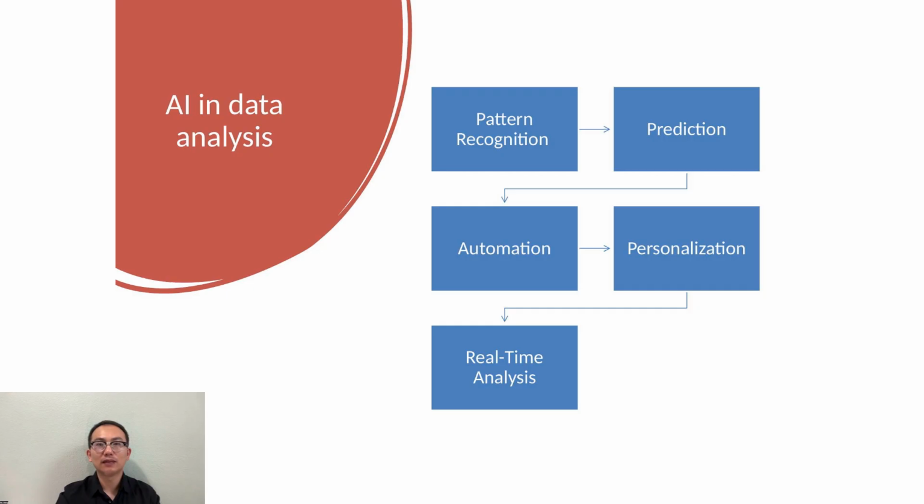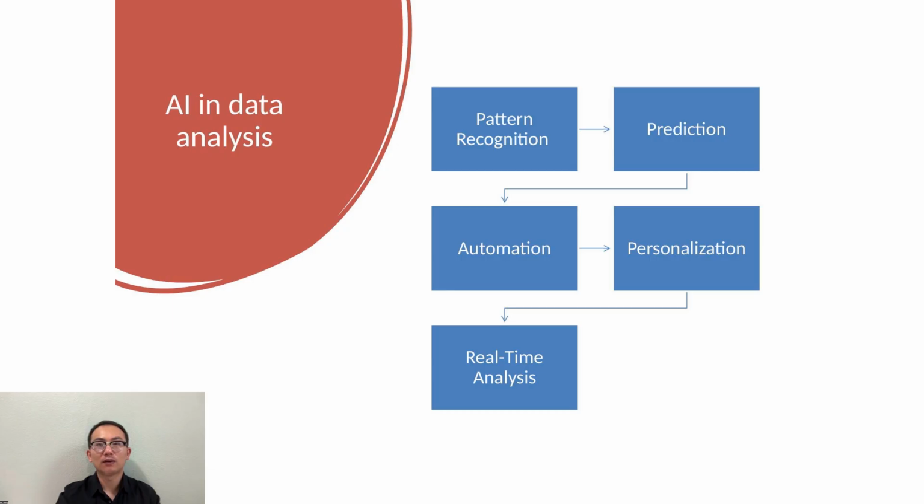For example, in pattern recognition, AI detects patterns in large datasets, such as identifying sales trends or customer behavior patterns across thousands of transactions. In prediction, AI models can forecast future outcomes, like predicting customer churn, product demand, or stock price changes. In automation, AI can automate tasks such as data cleaning, error detection, and report generation, saving time and reducing human error.